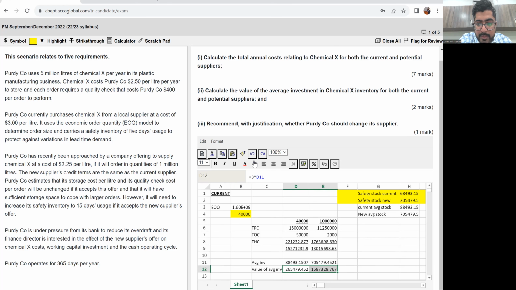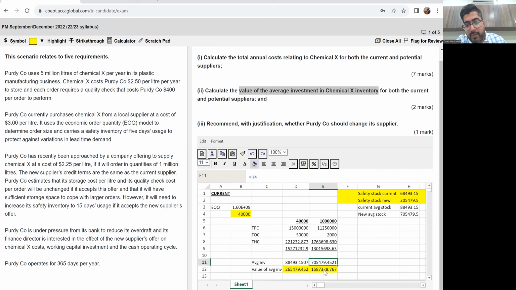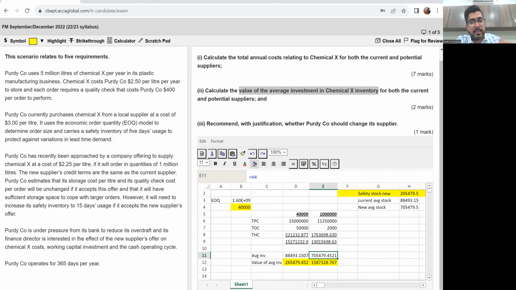This was a very easy requirement. People said, why didn't you multiply it by CH? I'm not calculating the holding cost, THC. If it asks for THC, the holding cost, then I multiply this average inventory units by the CH. It's asking what is the value of this inventory. So obviously this average inventory I have to keep for current, I will buy it at 3. So value of investment, I have to invest at 3. And this one I have to buy at 2.25. Had it asked for the THC, then I multiply this by the CH. But if it asks the value of average investment, just multiply it with the current purchase price.